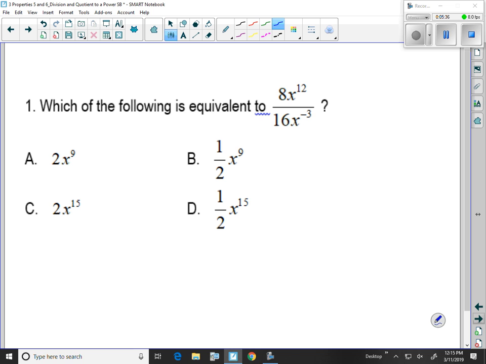Okay, we have some multiple choice. So on multiple choice, sometimes we can use Desmos, sometimes we can't. When can we use Desmos? Whenever we have numbers only. Okay, here we have some variables, so we can't do that. All right, so if we simplify this, what's 8 over 16? How can I reduce that fraction? 1/2. Okay, and then x to the 12th over x to the negative third. It would be 12 minus negative 3. So it would be x to the 15th over 2, or 1/2 x to the 15th. Yep, that works.